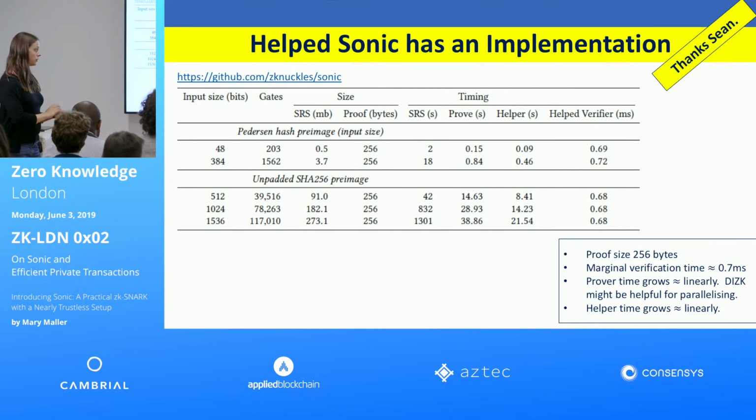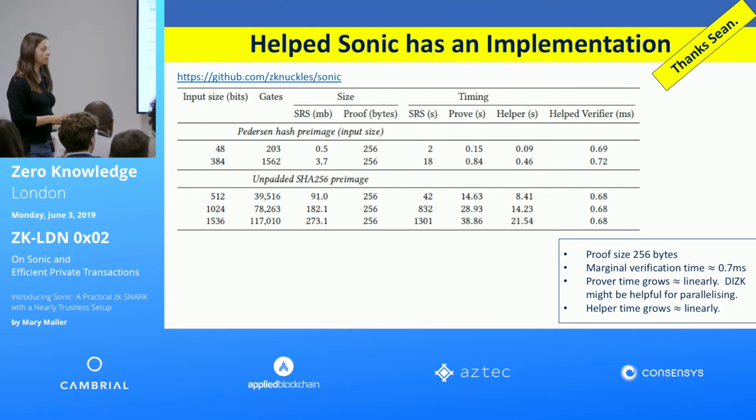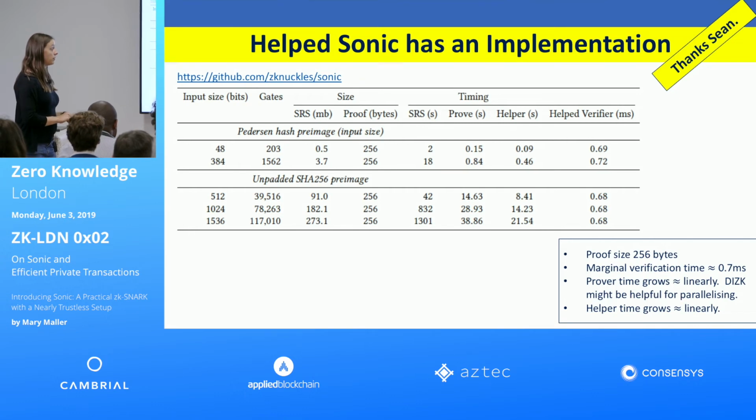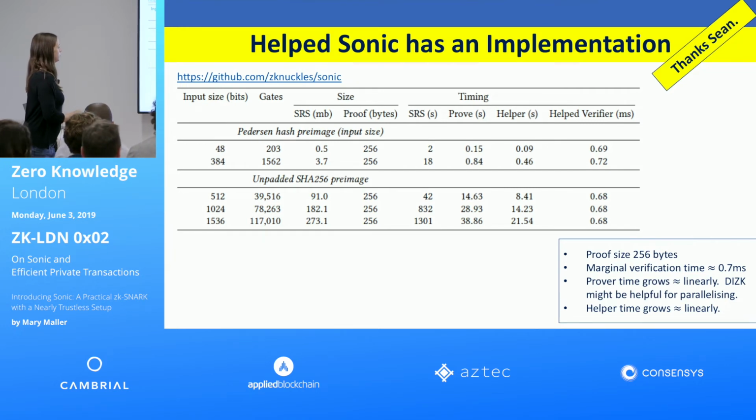The proof size is always the same. It's always 256 bytes. We were getting that the marginal verification time was usually 0.7 microseconds, or was it milliseconds? I can't remember. I know it's an important difference, sorry.